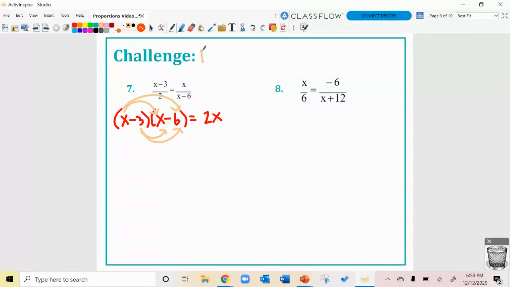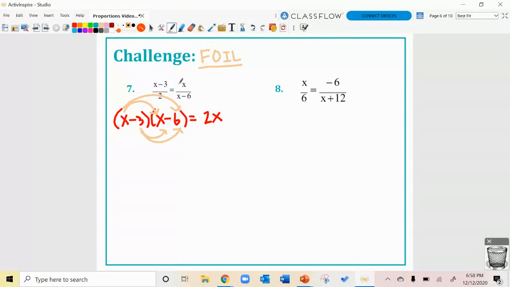You might remember this as FOIL, right? FOIL is not what you're doing. FOIL is an acronym to help you remember double distribution. So I'm going to go ahead and do double distribution, and maybe I'll use FOIL, right?